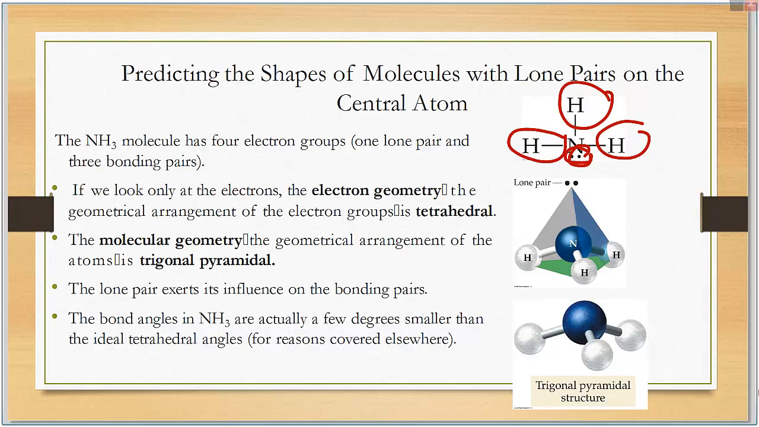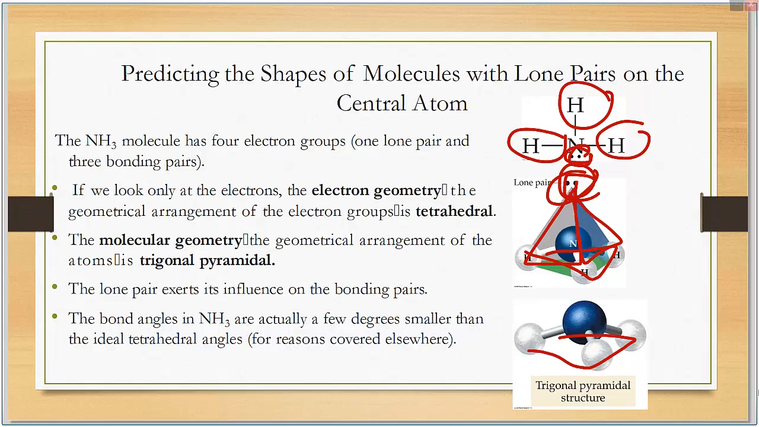If you look at the electron geometry, the geometrical arrangement of the electron groups is tetrahedral. Because of this lone pair right here, you still get those 4 triangles. The molecular geometry, the geometric arrangement of the atoms, is trigonal pyramidal. So it's based on tetrahedral, but because that lone pair you don't actually see, since it's not bonded to anything, it becomes a pyramid here. And this is trigonal pyramidal.